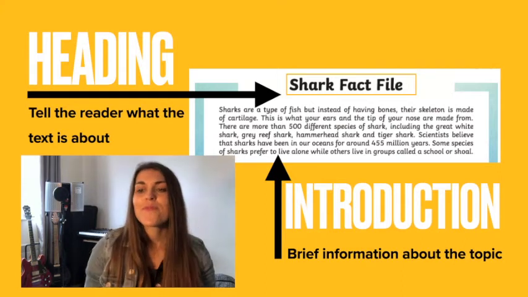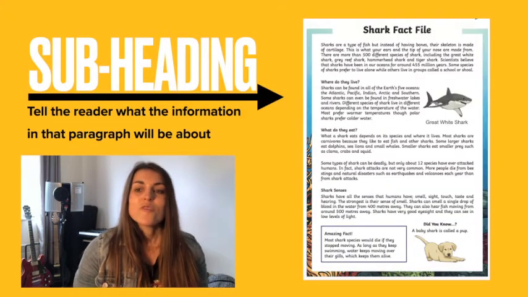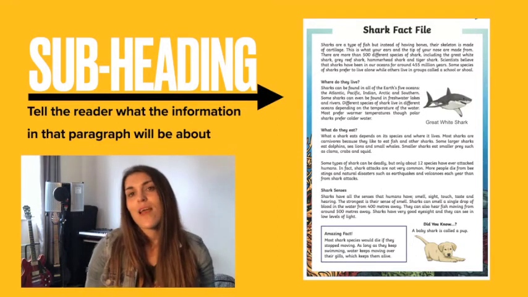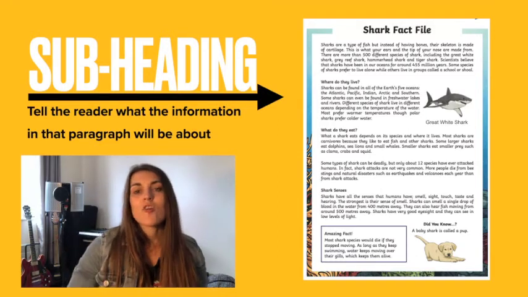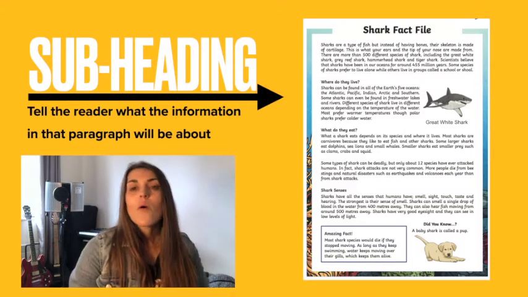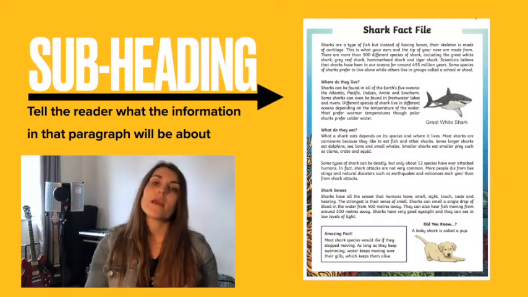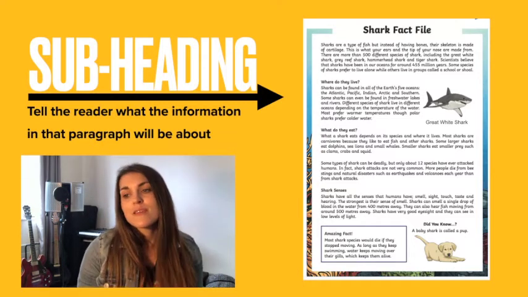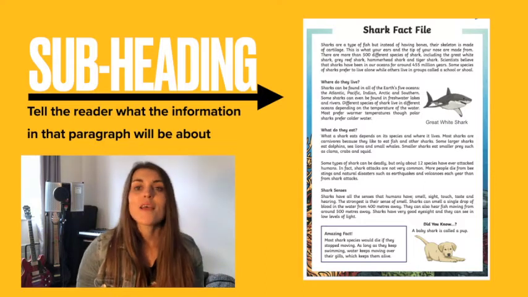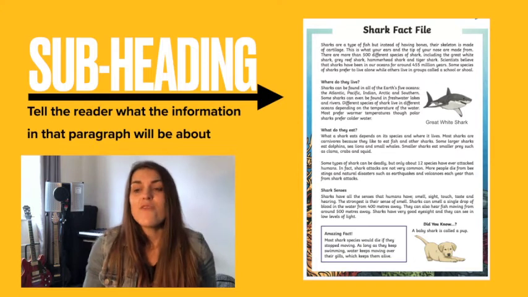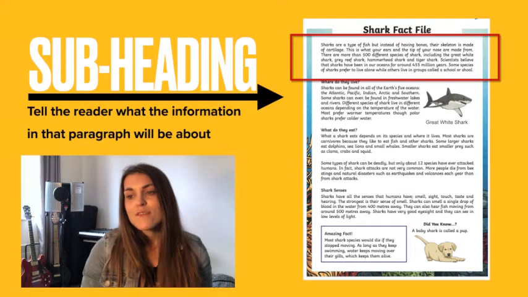The next feature we're going to move on to is our subheading. So these are smaller titles and they go above our paragraphs. As you can see here, our subheadings are questions. So I know that the paragraphs following those questions are going to be answering the question. So if I'm looking for a particular piece of information on sharks, I know which paragraph to go to. So if I want to know where they live, I'm going to go to that first paragraph.